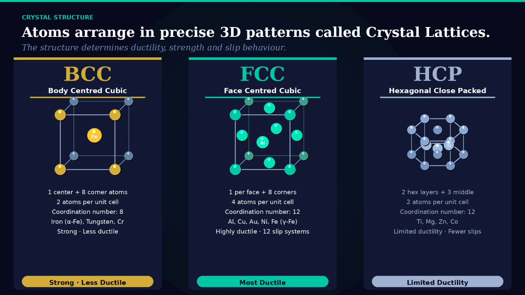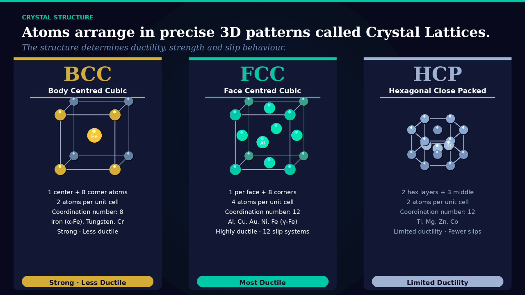The second is FCC, face-centered cubic. Same cube, but now there is also one atom at the center of each face. Aluminum, copper, gold, and nickel are all FCC. 4 atoms per unit cell, coordination number 12. FCC metals are highly ductile. They have 12 slip systems, meaning atomic planes can slide easily past each other.